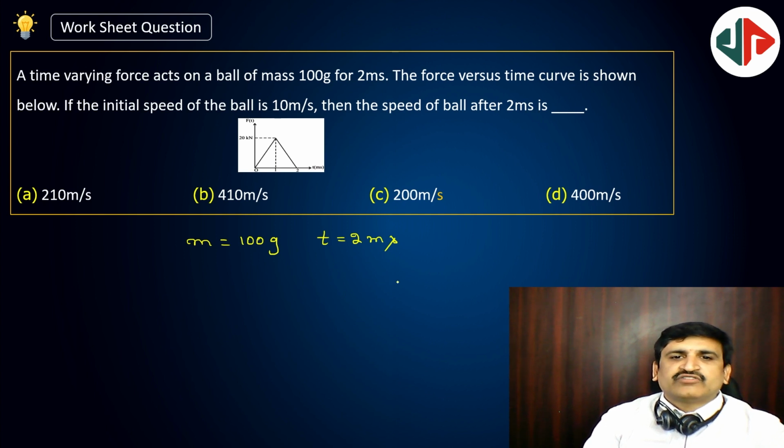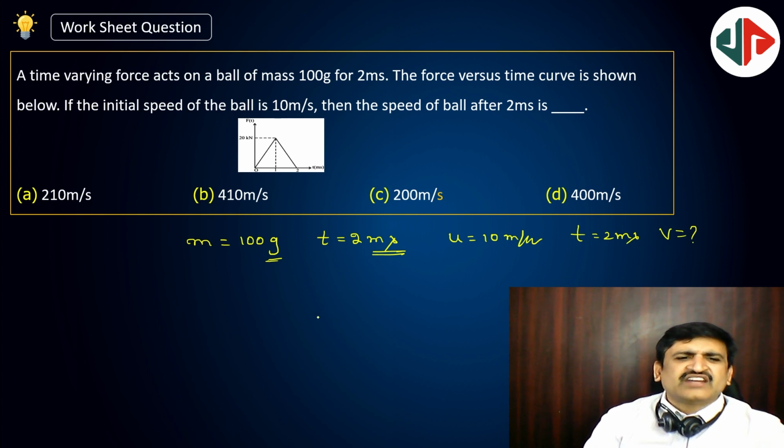The force versus time graph is shown. Milliseconds and grams should be noticed carefully, as shown in the figure. If the initial speed of the ball is u = 10 meter per second, then the speed of the ball after t = 2 milliseconds is the final velocity. The area of the F-t graph will give you the change in momentum, mv minus mu.